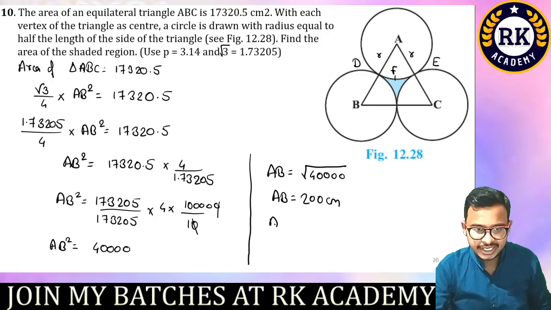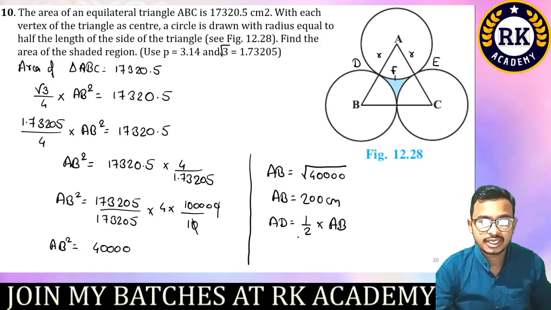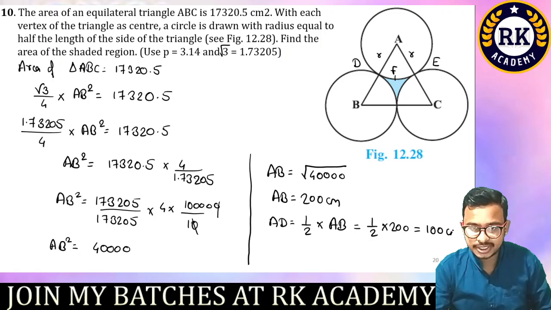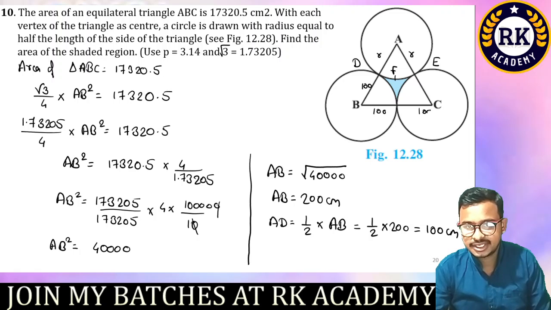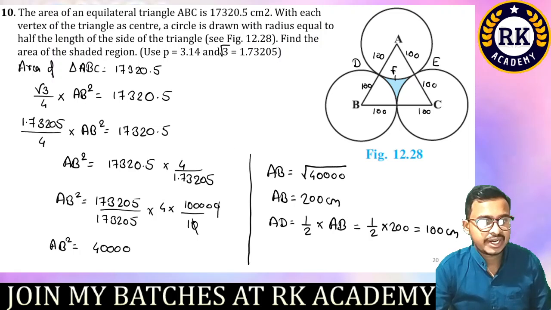So segment AD shall be equal to half into AB. Why? Because it is provided that the length of the radius is half the length of the side of the triangle. It will be half into 200, which shall be equal to 100 centimeter. So my radius of circle will be 100. Similarly, this is 100, this is 100, this is 100, and also this radius will be 100. So all the radii of the circles in all the three figures will be 100 centimeter. Now find the area of the shaded region.